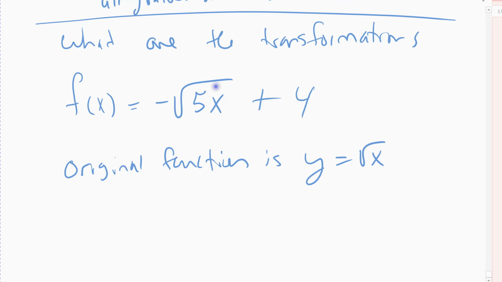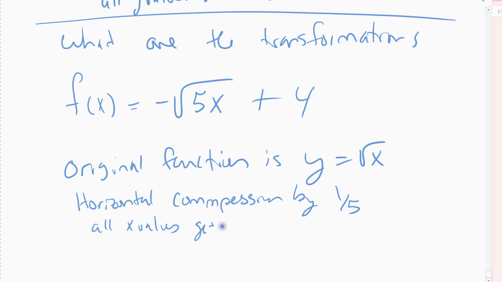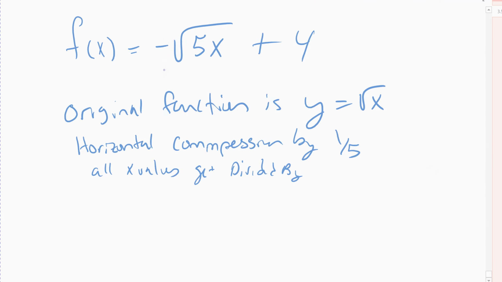You'd start inside, so inside on the x term I'm multiplying by 5, and what that means is a horizontal compression by 5, which actually means by 1/5. All of the x values get divided by 5. So it's smushed down towards the y-axis. It's compressed towards the y-axis. Right, horizontal compression. Then there's the negative out front, so that's a reflection. So again, 1, horizontal compression by 1/5.